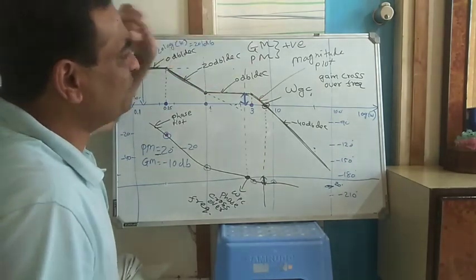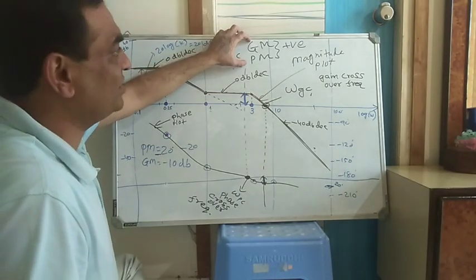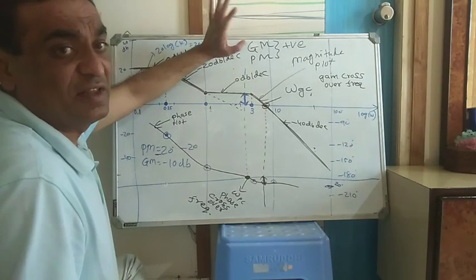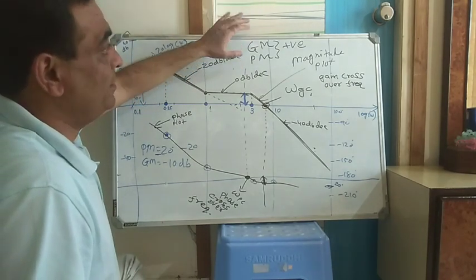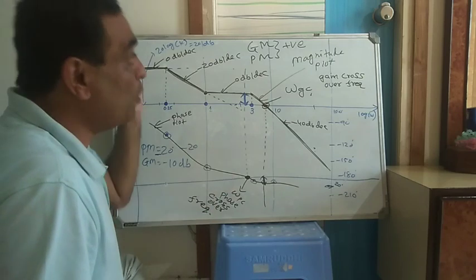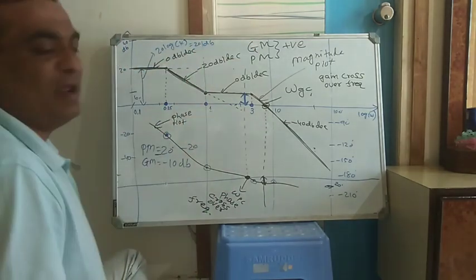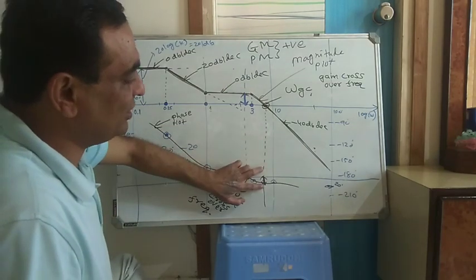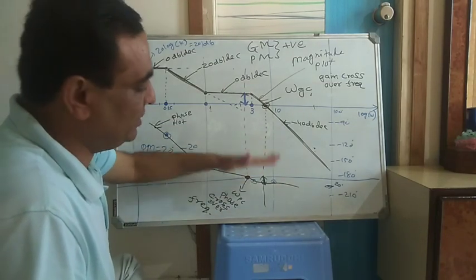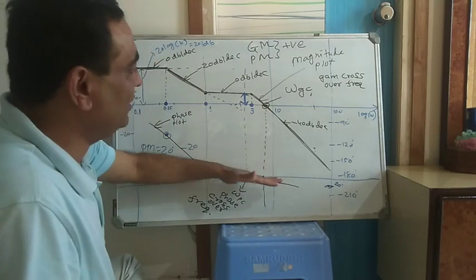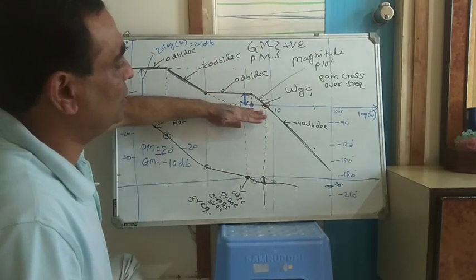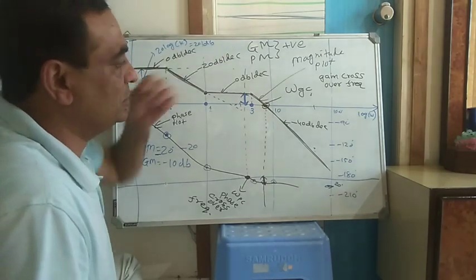Note that if either the gain margin or the phase margin is negative, the system is straight away unstable. For a system to be stable, both gain margin and phase margin should be positive. Here, why is the phase margin negative? Because it is below the minus 180 degree line. Why is the gain margin negative? Because it is above the 0 dB axis.